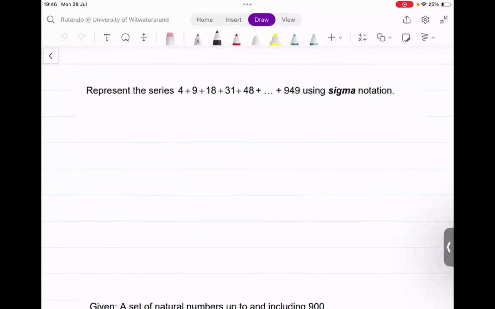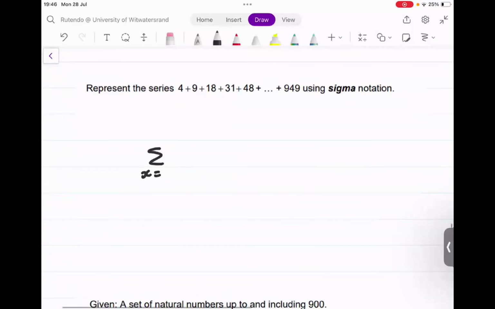So they say, represent this using sigma notation, right? So we see this and we're like, oh my gosh, I don't know what to do. So I'm just going to write my sigma. I know this is my start, so it has to start at x equals something. And it has to end at something. This is my end, right?